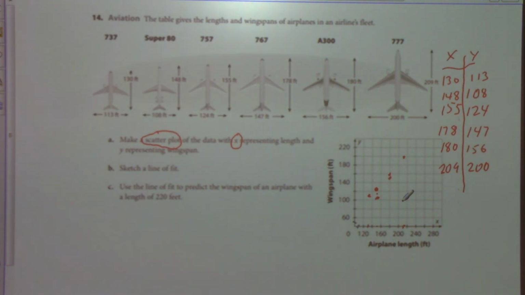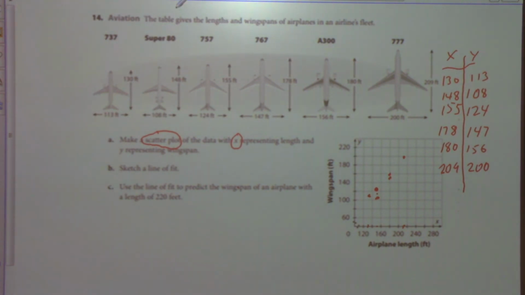And now it says B, sketch a line of fit. What is a line of fit? A line for where they're all going. It's a line where they're all going, right? So you're trying to build a linear function out of this. And why do you want to build a linear function out of this? To predict, which gets us to part C, right? Okay, very good, Connor.